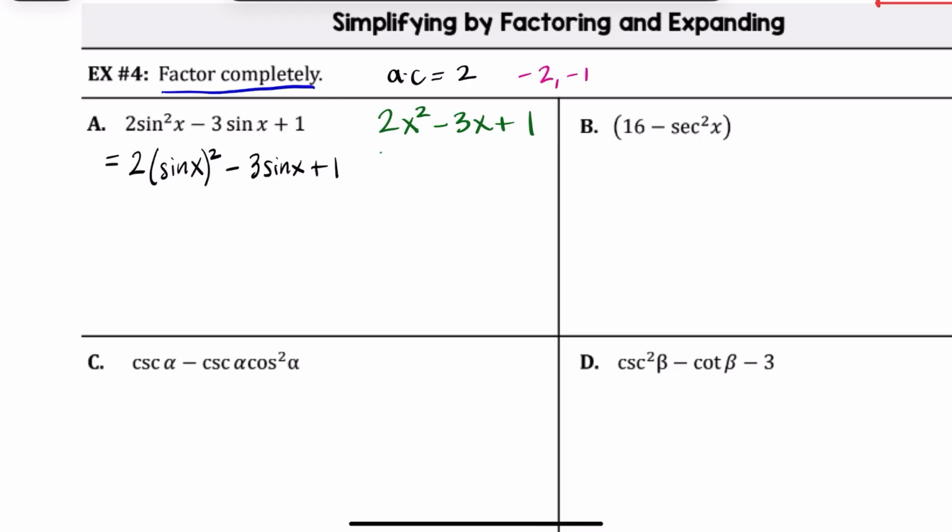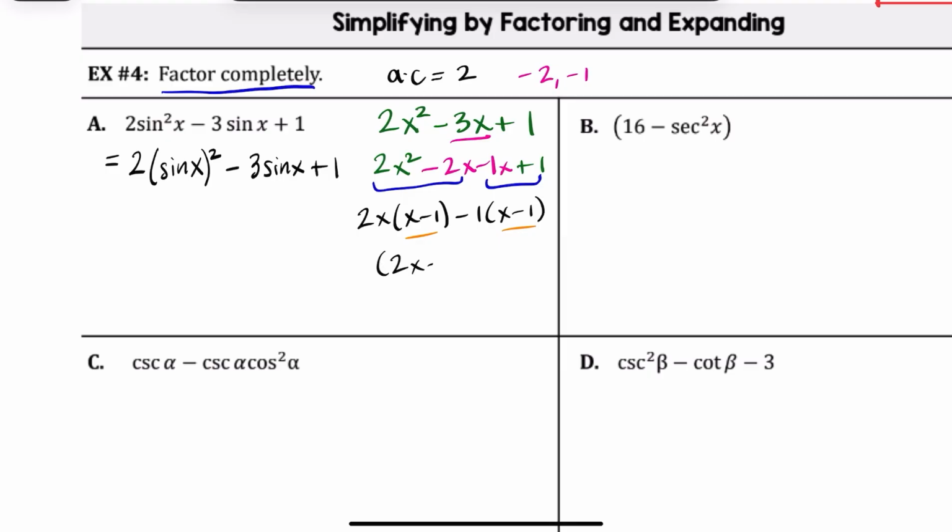I'm going to factor this by grouping. So I'm going to have 2x squared and then minus 2x minus 1x, because that gives me the negative 3x, and then plus 1. Factoring this by grouping, I'm going to get 2x times x minus 1 for the first group, and then when I factor out a negative 1 from the second group, I get negative 1 times x minus 1. My factors here match, so I'm in good shape. So this is going to factor as 2x minus 1 times x minus 1.